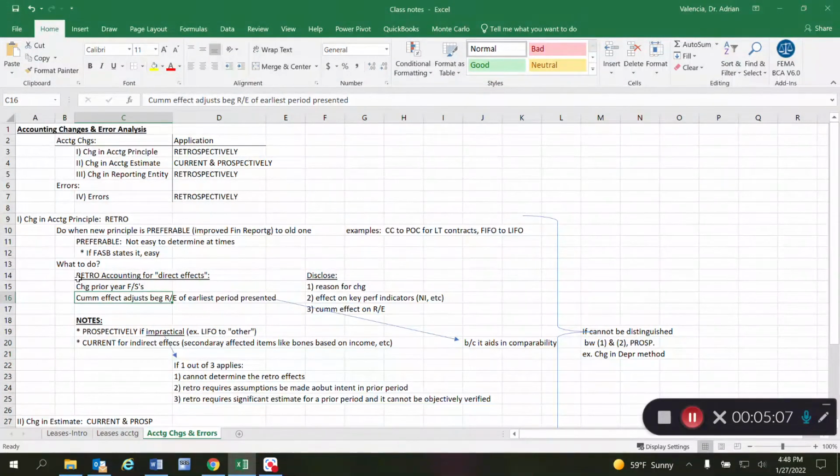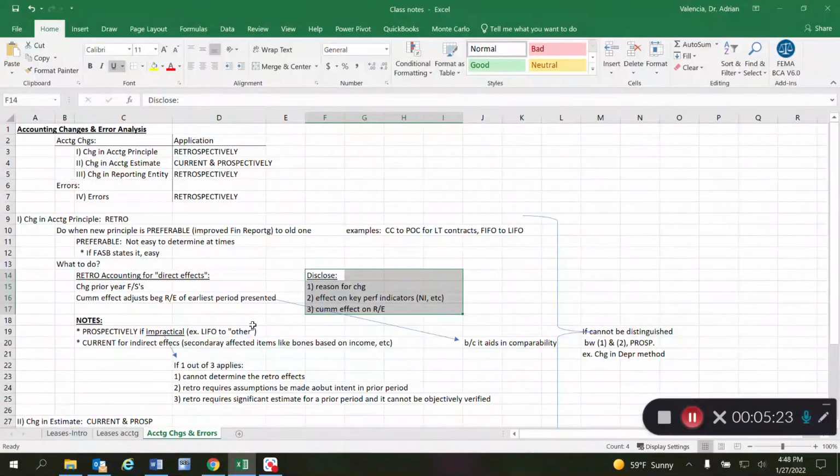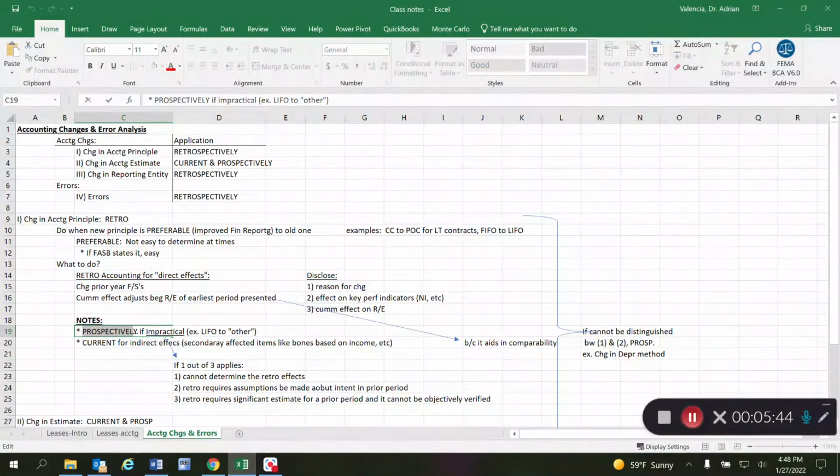Now, besides the accounting that you have to do, we also have to disclose three things: the reason why we're doing that change, the nature of that change, and the effect on key performance indicators such as net income or others. And then, like I described a minute ago, the cumulative effect on retained earnings. All right, so that's the accounting. Of special note is the fact that if it's impractical for us to apply this retrospectively, then the rules allow for prospective treatment or prospective accounting for it.